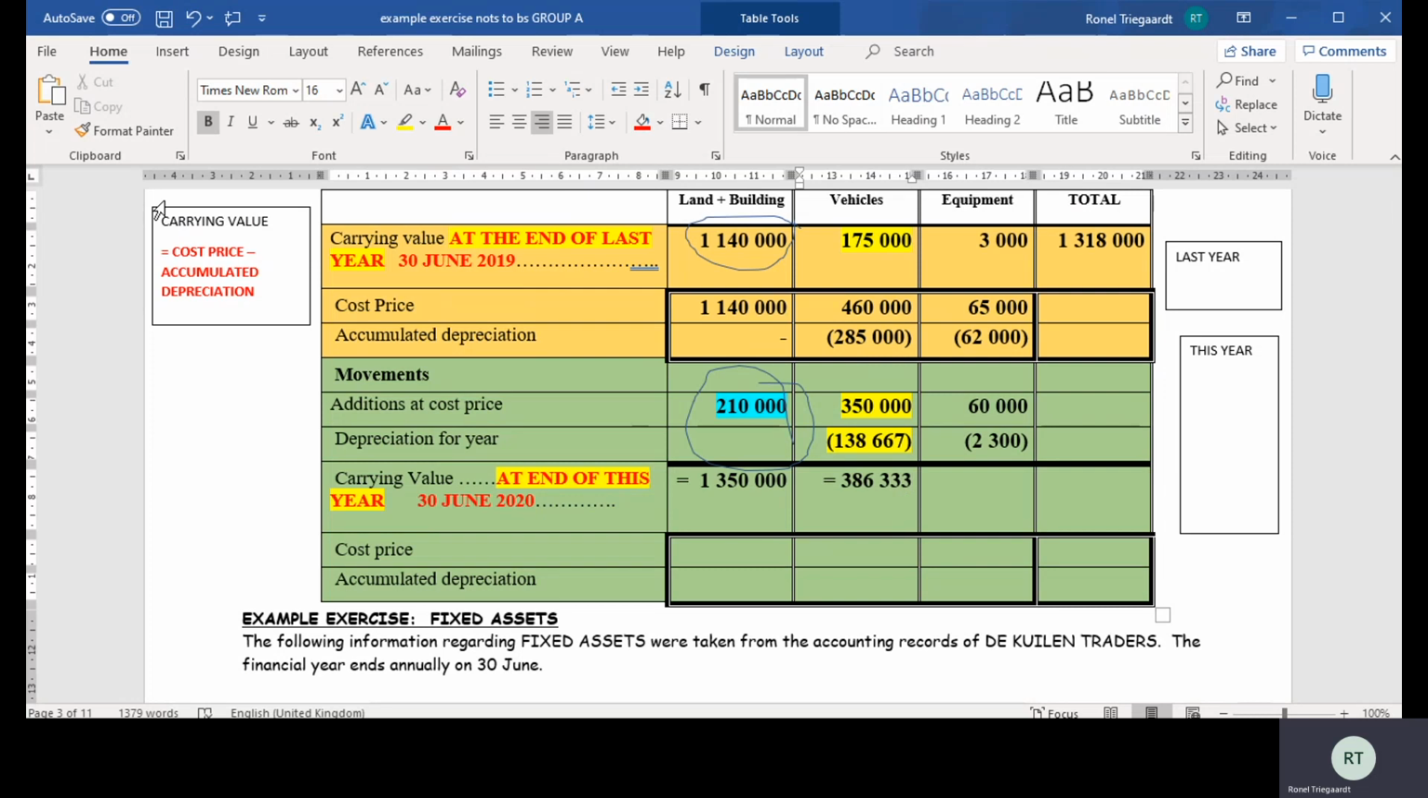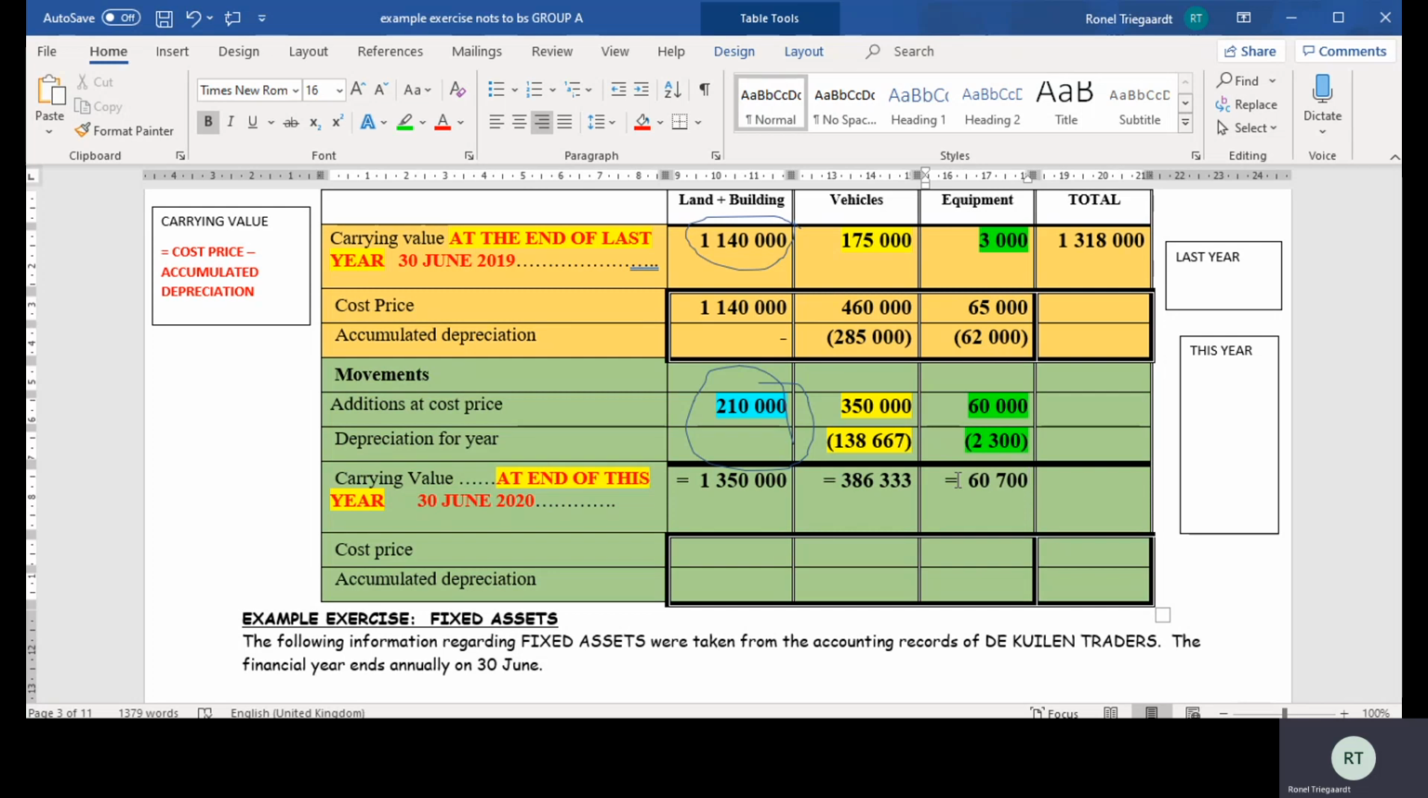And I do the same with equipment. For equipment, let's make that green. I have 3,000 at the start plus the 60,000 minus the 2,300 is going to give me this answer. Let's do that. So it's 63 minus 2,300 gives me 60,700. Are you fine? You physically do the calculation. It's all you have to do. Are you okay?